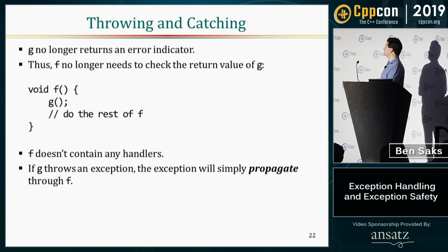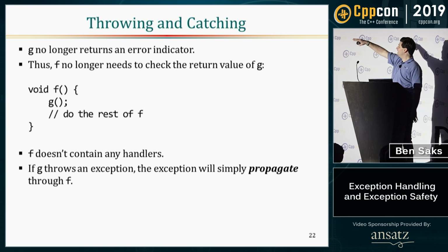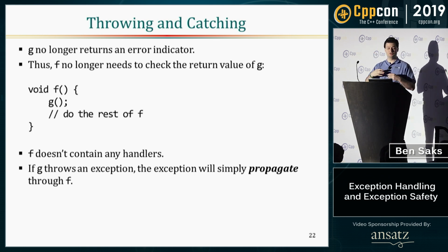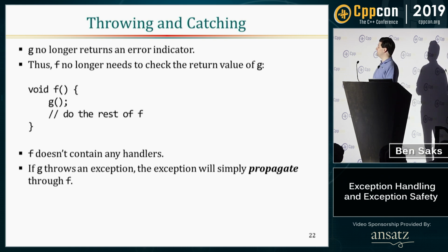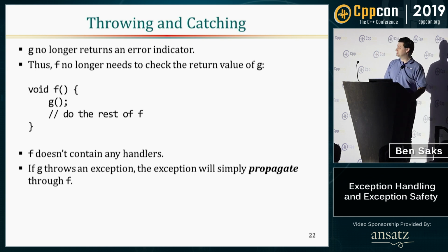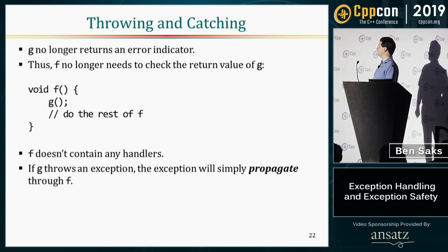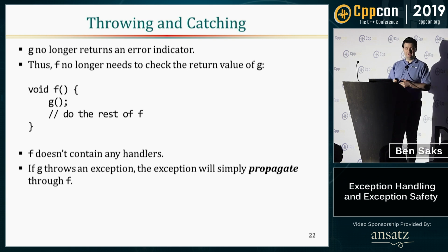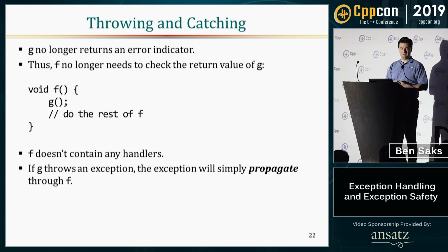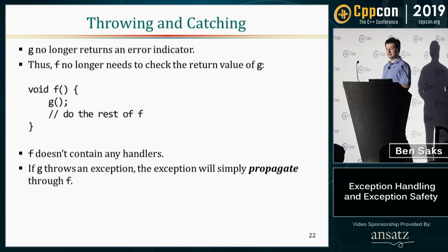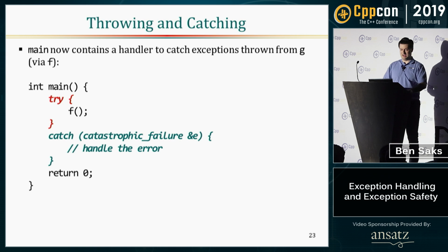F goes back to just looking like this, because now F was never in a position to respond to the catastrophic failure. It never knew what to do if G failed. So F doesn't check for the return value of G. F has no handlers. And when the exception is thrown out of G, the program sees that there are no handlers in F, and the exception just propagates out of F and keeps searching up the call stack, looking for something that can actually handle that exception. And in this case, that's main.